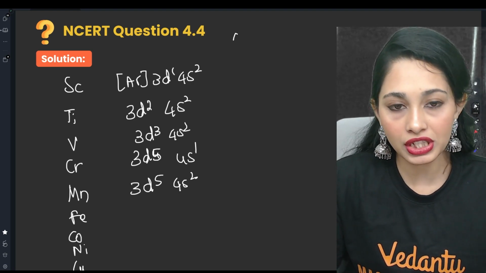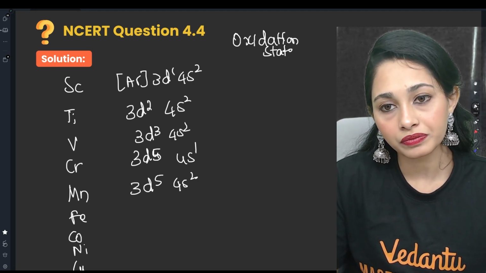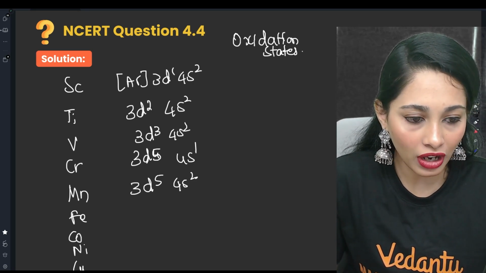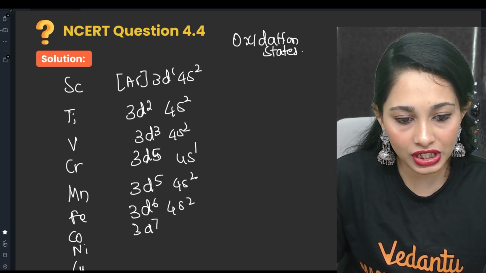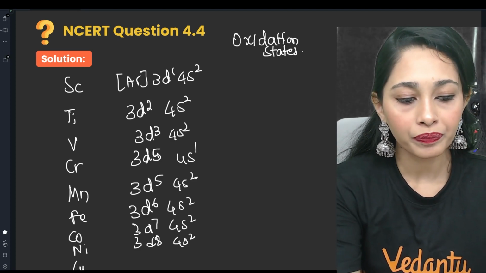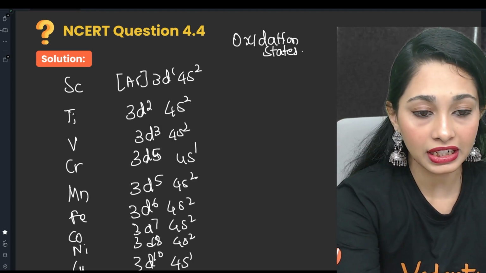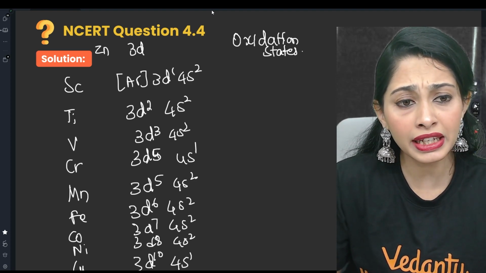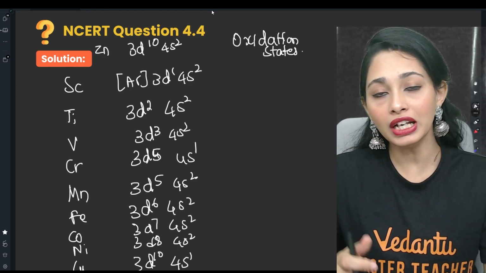And which are the oxidation states that are exhibited by these respective elements? Let's see that. So this is about the first half of the elements. Okay, so let me write for iron as well: 3d6, 4s2, cobalt 3d7, 4s2, and nickel 3d8, 4s2, and then copper 3d10, 4s1. Finally, we have zinc, 3d10, 4s2. It's highly stable because it has completely filled orbital.